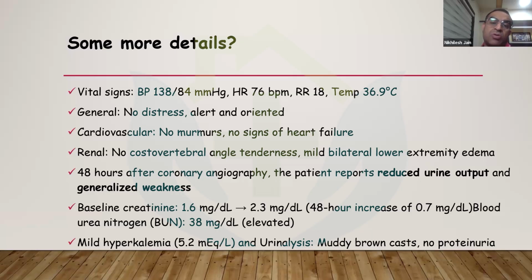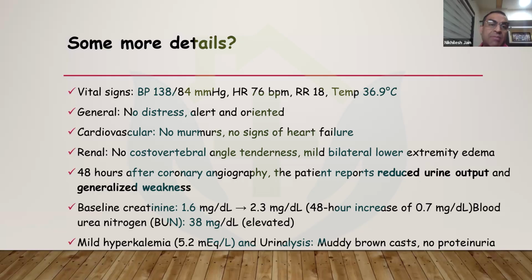48 hours after the coronary angiography, the patient reports decreased urine output and generalized weakness. The baseline creatinine, which we went through in the earlier slide, which was 1.6 milligram per deciliter, has climbed up to 2.3 milligrams per deciliter. That is a 48-hour increase of about 0.7 milligram per deciliter. You've got a blood urea nitrogen of 38 milligram per deciliter, which is elevated. There is mild hyperkalemia, 5.2 milliequivalent per liter, and urine analysis shows muddy brown casts with no proteinuria.